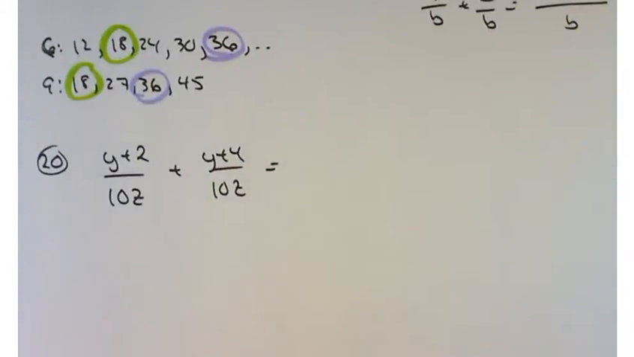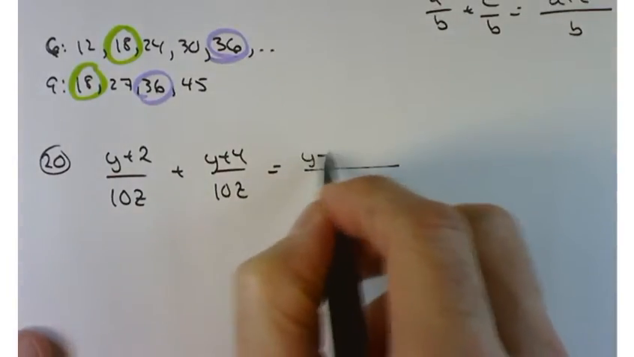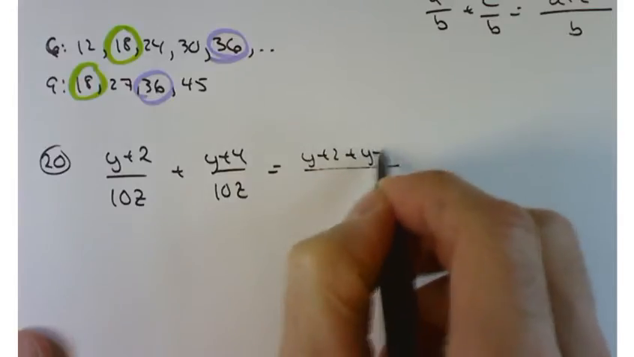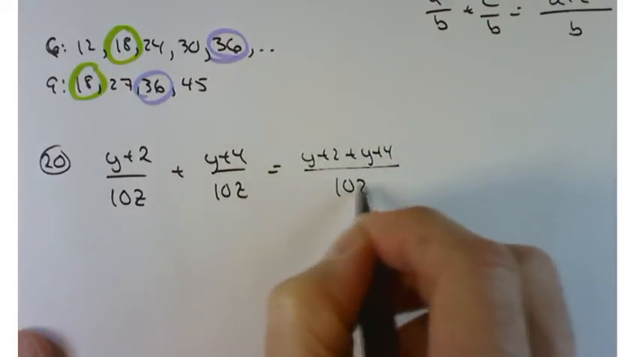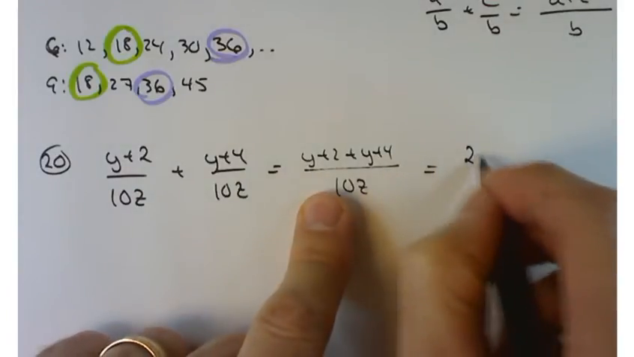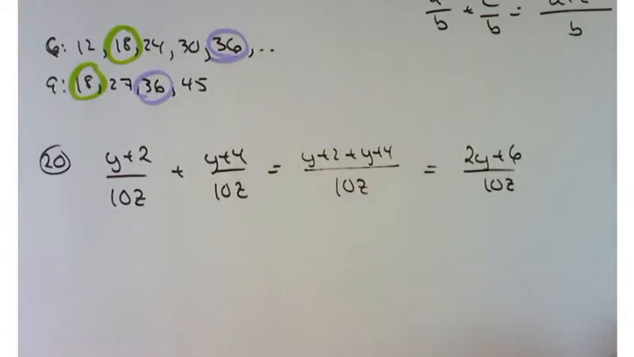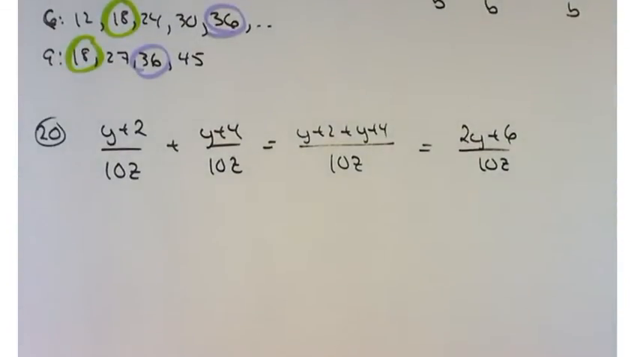Now the nice thing here is that both of these already have a common denominator, so we can add their numerators. So it's going to be y plus 2 plus y plus 4 over 10z. Adding these together, we get 2y plus 6 over 10z. And it'd be nice if we were all done here, but we're not. There's a little bit more we can do.